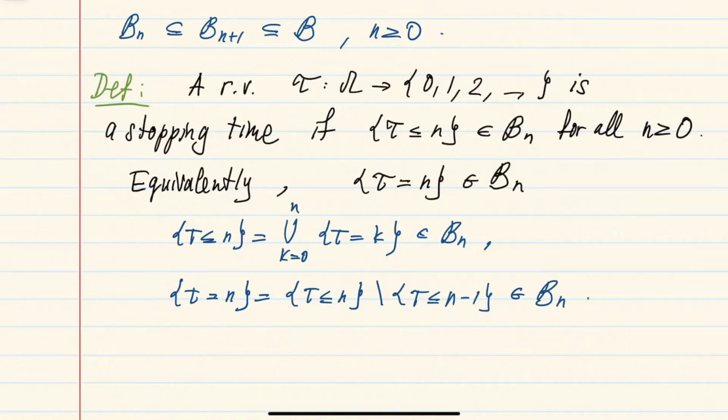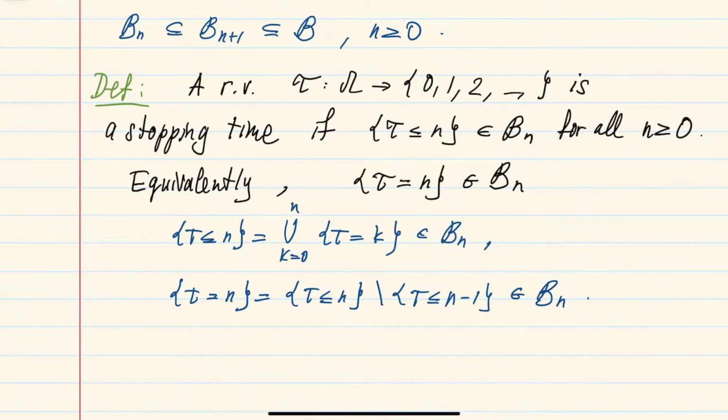So both definitions are equivalent, and what it means is that if you think of this sequence of sigma algebras as encoding some kind of data, you decide that you stop at time n just by looking at the data up to that time. So this event that tau is equal to n is measurable with respect to the sigma algebra.